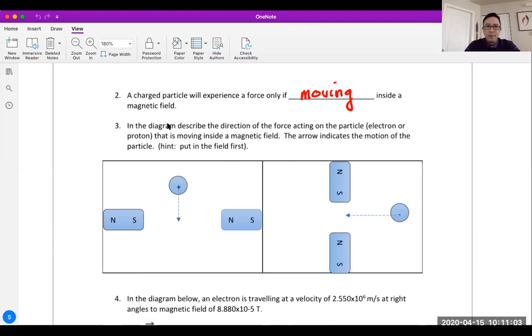In the diagram below, describe the direction of force on a particle, the electron or proton, that is moving inside the magnetic field. Okay, so let's first put in the magnetic field. We know that magnetic fields run north to south because a compass needle is repelled by the north and attracted to the south. Okay, so I'll put them in as red. That's the magnetic field between these two magnets, the direction of the magnetic field, north to south, is this way.